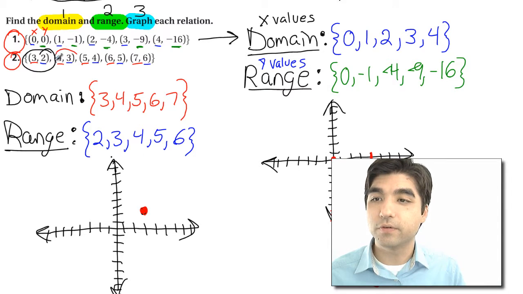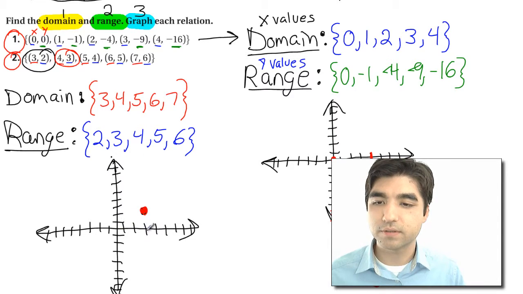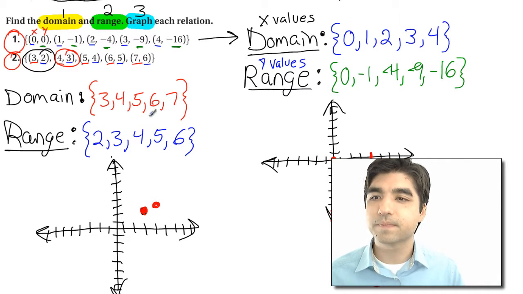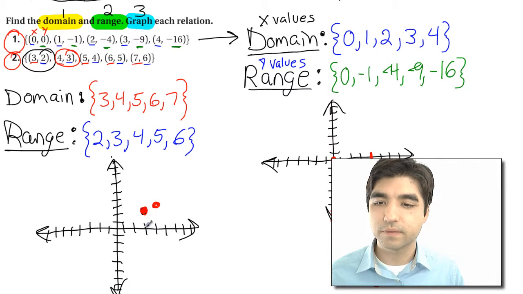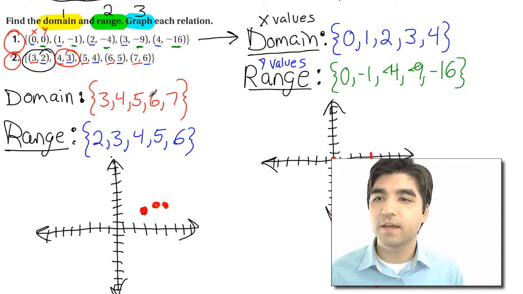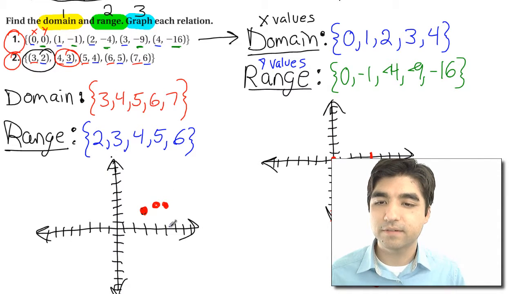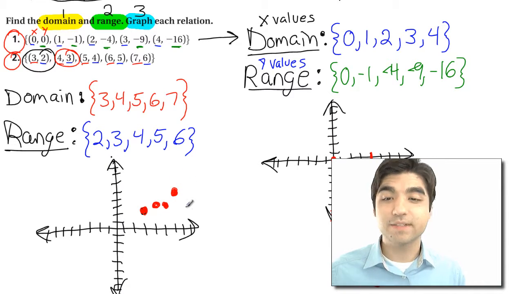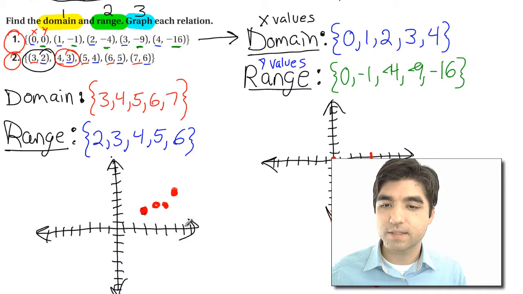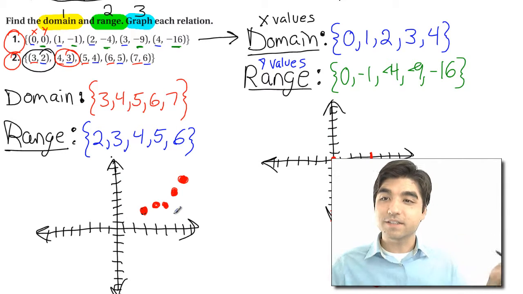Next point is 4, 3. So I'm going to go over 4, and up 3. It's about there. Next one's 5, 4. And this one's right there. Okay, next one's 6, 5. Okay, 6, 5. And then the last one is 7, 6. Okay, and there's our graph points.